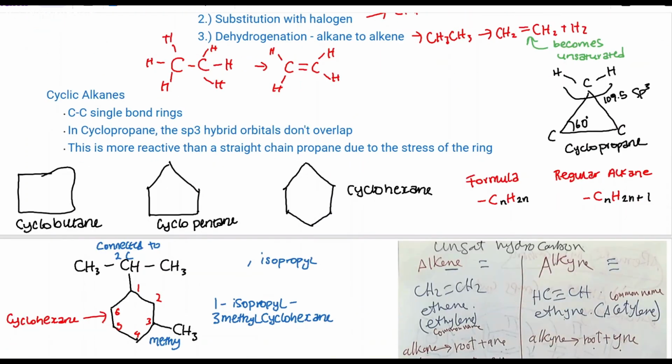And now cyclic alkanes are just alkanes, so single bonds, but they all connect to each other. Like the name suggests, cyclic, so circle. So it goes from this point to this point to this point to this point, but the names remain the same, just cyclo in front. 4 carbons here, butane, just add a cyclo. 5 carbons here, pentane, just add a cyclo.